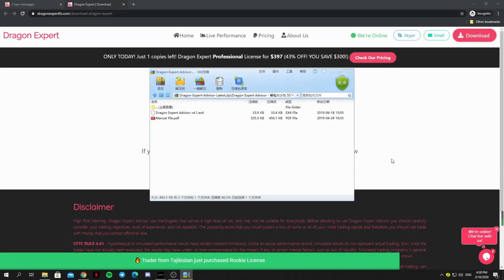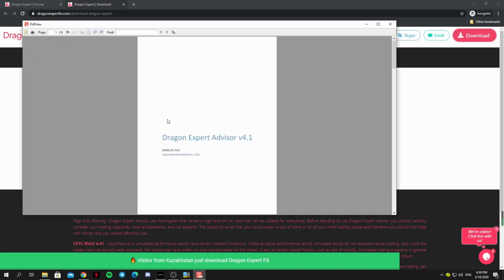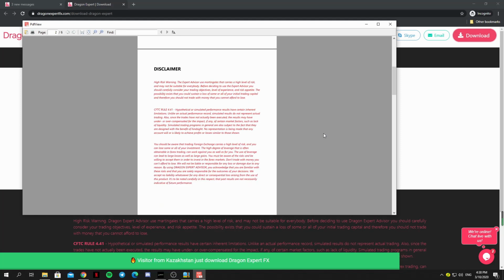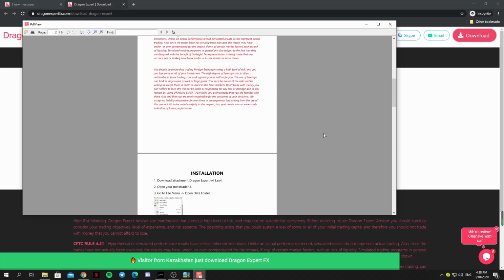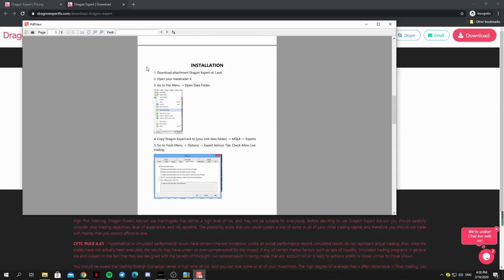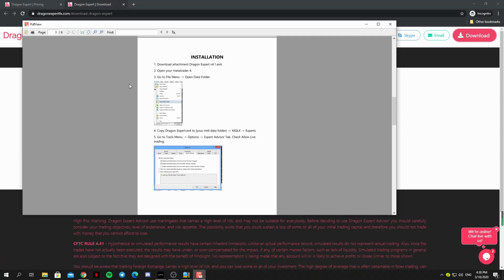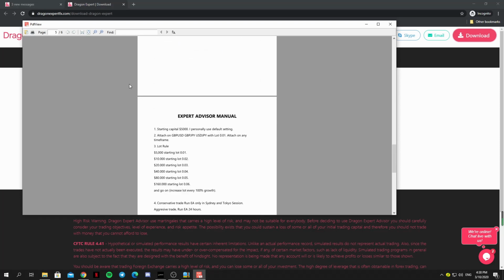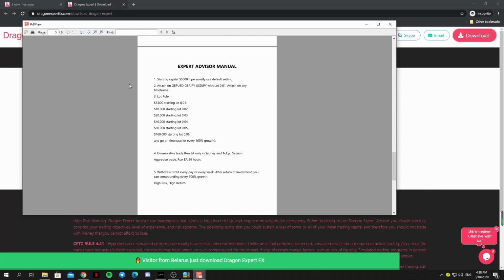When you open up the zip file, there are two contents inside. One is their expert advisor and one is the manual file. If you click into the manual file, it's a very simple manual, and it basically tells you the installation steps to put the expert advisor into your MT4. Let's look at this manual.